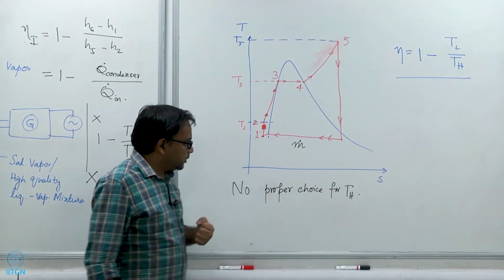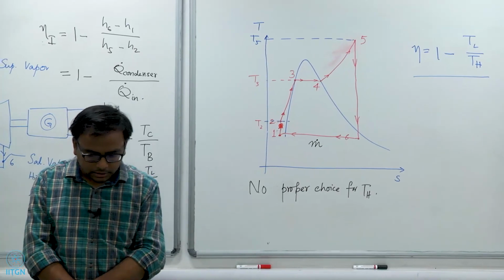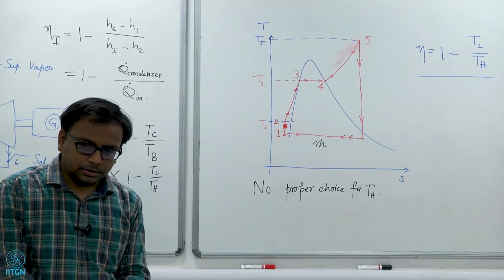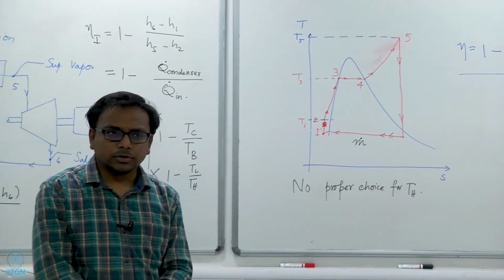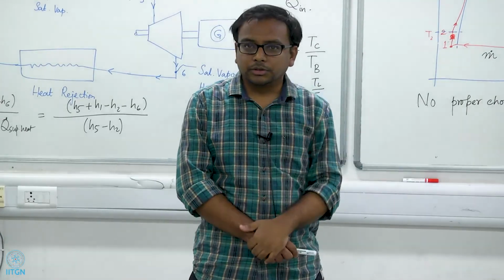So, with that, let us end here. In the next class we will start talking about the vapor compression refrigeration cycle, which is the cycle that goes on in our household refrigerators as well as in many air conditioners that we have.